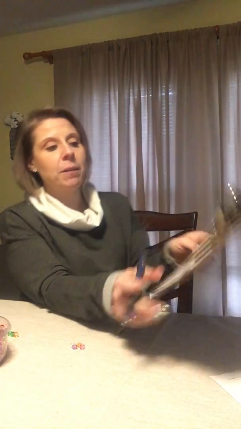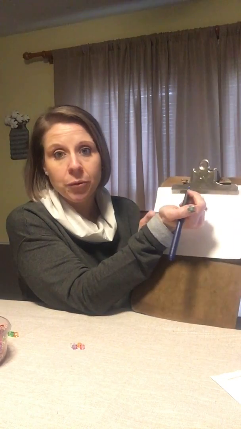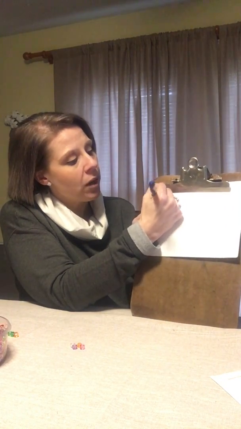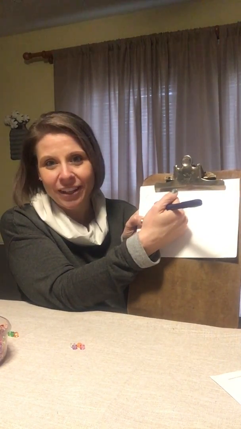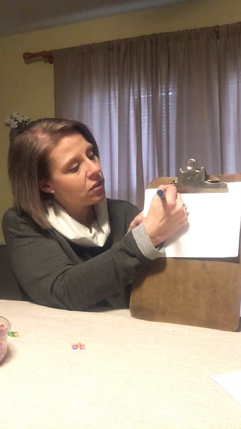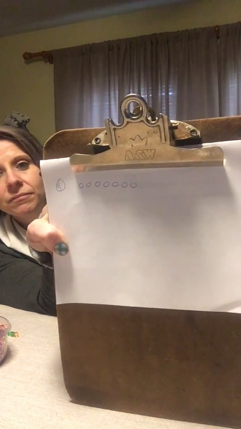Now to do that on your paper, if you can't print it off, just go ahead and get a piece of paper and number it 1 through 3. So I'm going to put the number 1. And then I know I started with 7 turtles. I can't draw. My drawing's not very good. So I'm going to use circles. So I'm going to start with my 7 circles. 1, 2, 3, 4, 5, 6, 7. There are my 7 turtles.